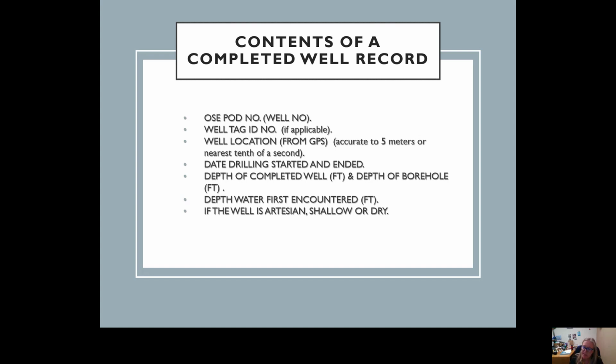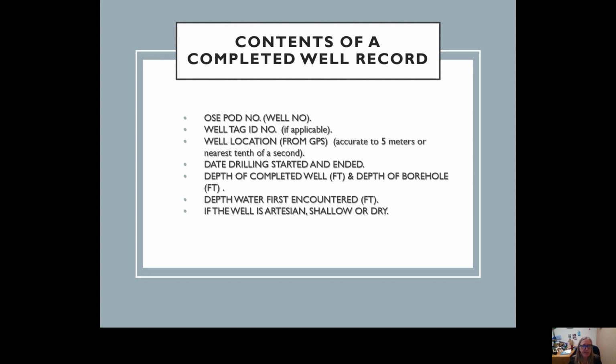Well numbers these days have a suffix. Back in the day, the OSE file number, or the water right file number, and the well number were the same, and that became problematic and confusing. So the well record should include both the OSE POD number and the file number regarding the permit that you are drilling for. You would also need to include the well tag ID number if you have installed one and one was issued to you with the permit.